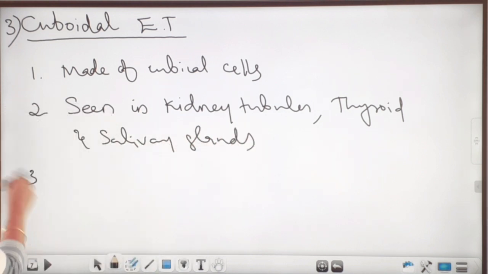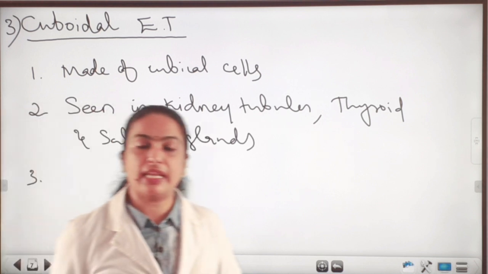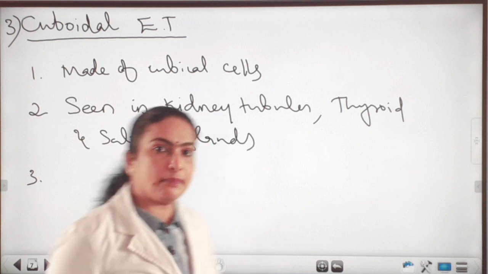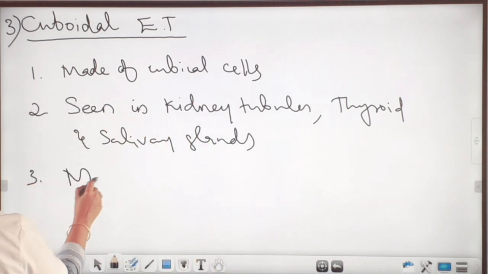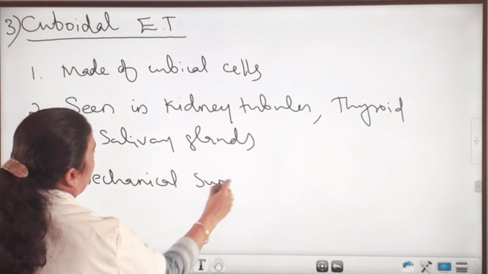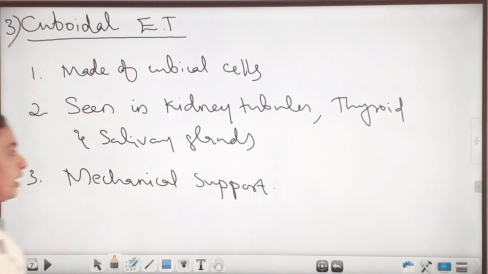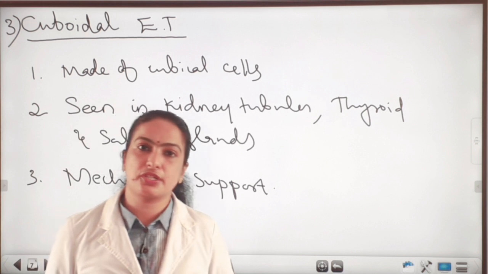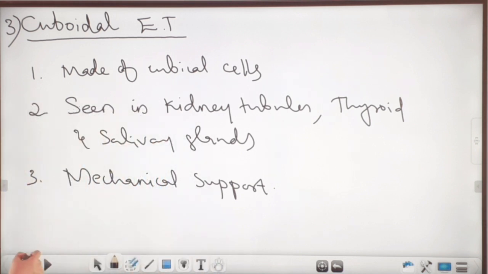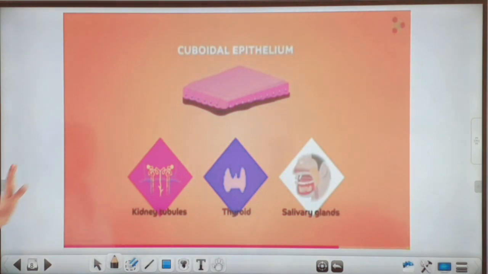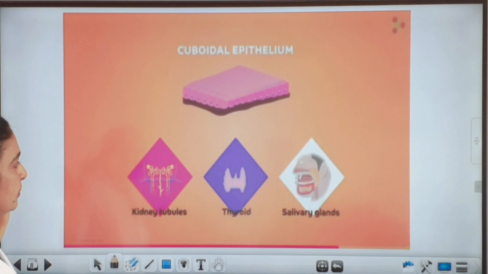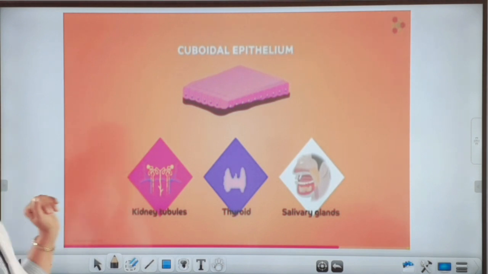And next we can see the function. The function of this cuboidal epithelial tissue is providing mechanical support or mechanical strength to the animal body. That is the function of cuboidal epithelial tissue, and there are no other specialities. You can see this cuboidal epithelial tissue in the kidney tubule, thyroid and salivary glands.